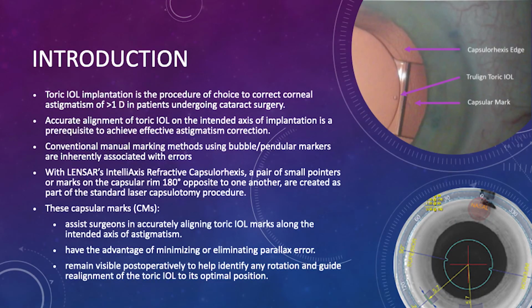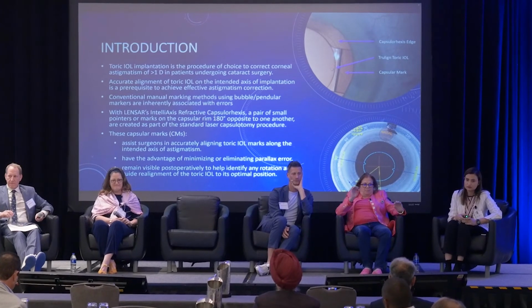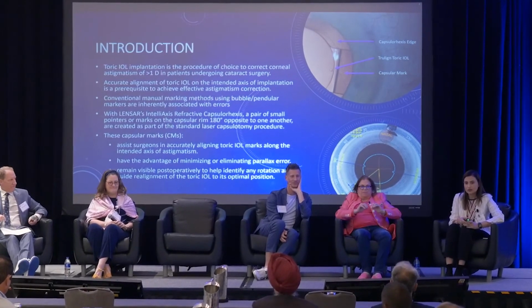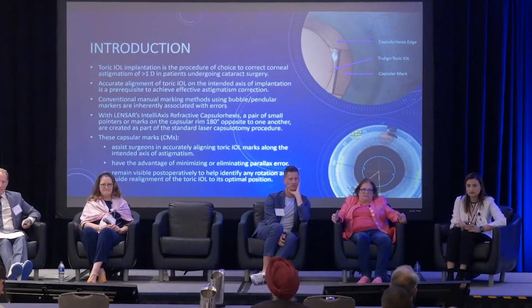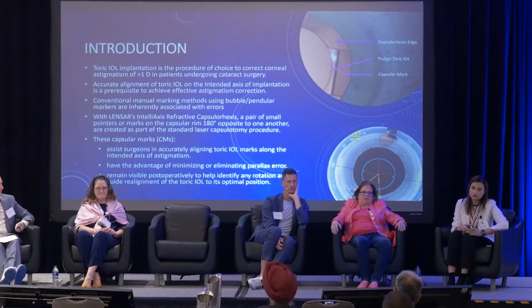So toric IOLs, like John said, with the new Vivity toric correcting 0.9% of a cylinder at the corneal plane, that's allowed us to correct with a toric lens less than a diopter of astigmatism. So accurately aligning these toric IOLs is really important. The ways we've marked corneas conventionally before, with a bubble, a pendular marker, they bleed, it's just incorrect. It's just hard to do. Even at the slit lamp, it's hard to do.